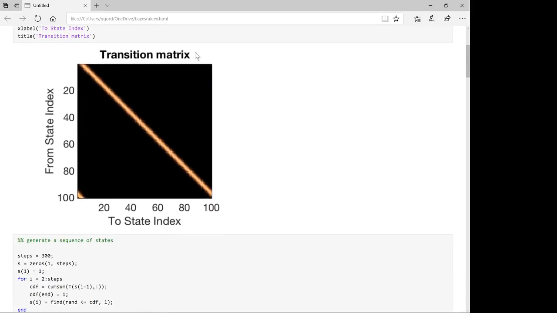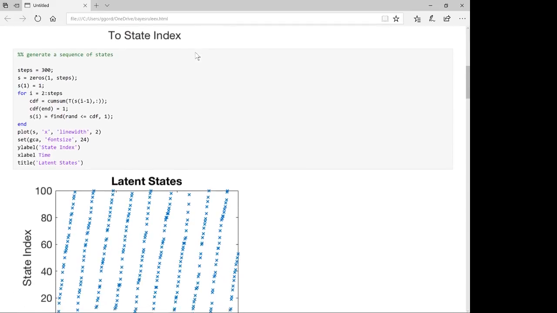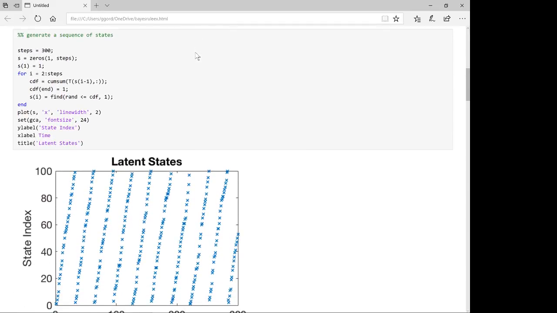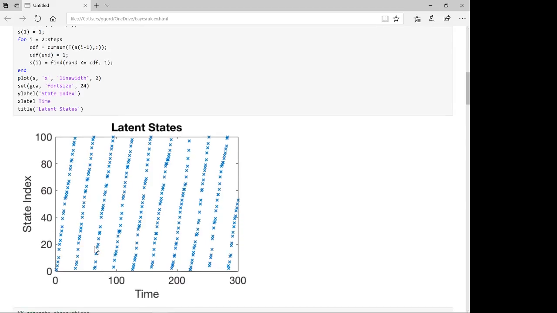All right, so let's go onward. So now I'm going to sample a sequence of states, a sequence of values of xt, from this model. And what I've got here is a bunch of MATLAB code that just does that. The result is plotted here.